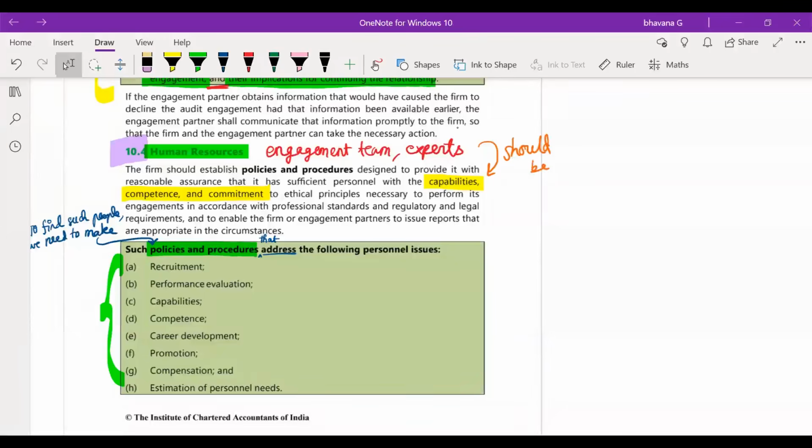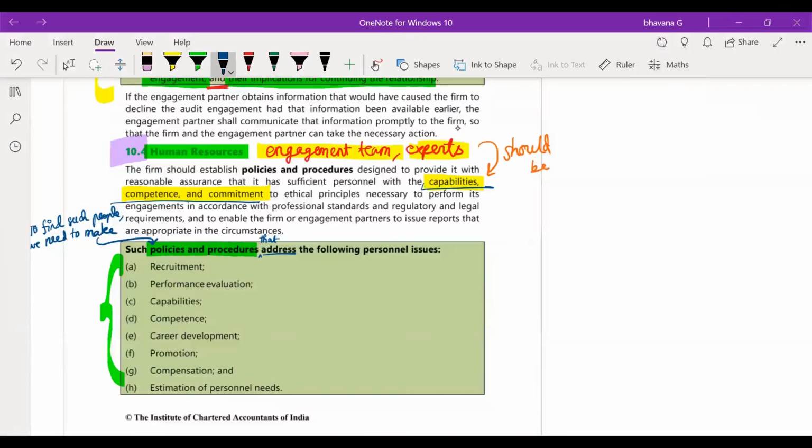So whenever you're going to perform an audit, to maintain quality it is important that you have a check on your human resources also, how your engagement team and the experts are, whether they all have the capabilities, competence and commitment. You have to check so that the quality in an audit is maintained. So who all will be involved in the audit?